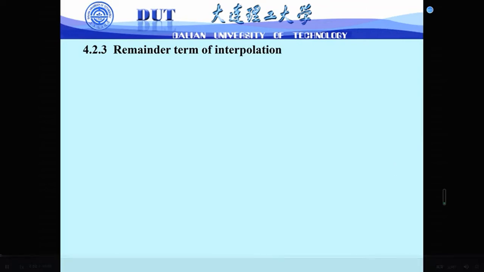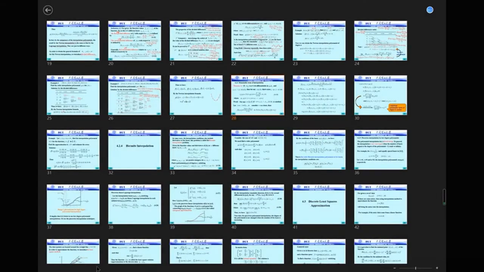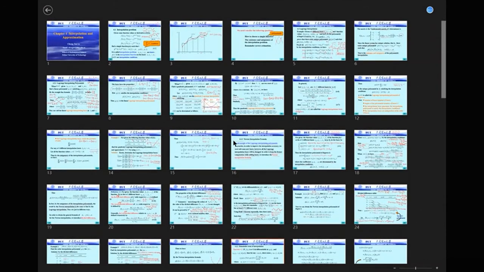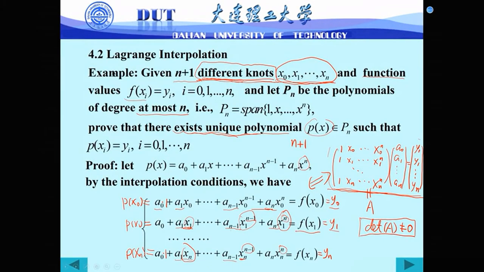Hello everyone, let's come to the third subsection, Newton form of interpolation. Okay, let's review some results before. In the beginning, we know what the interpolation problem is.